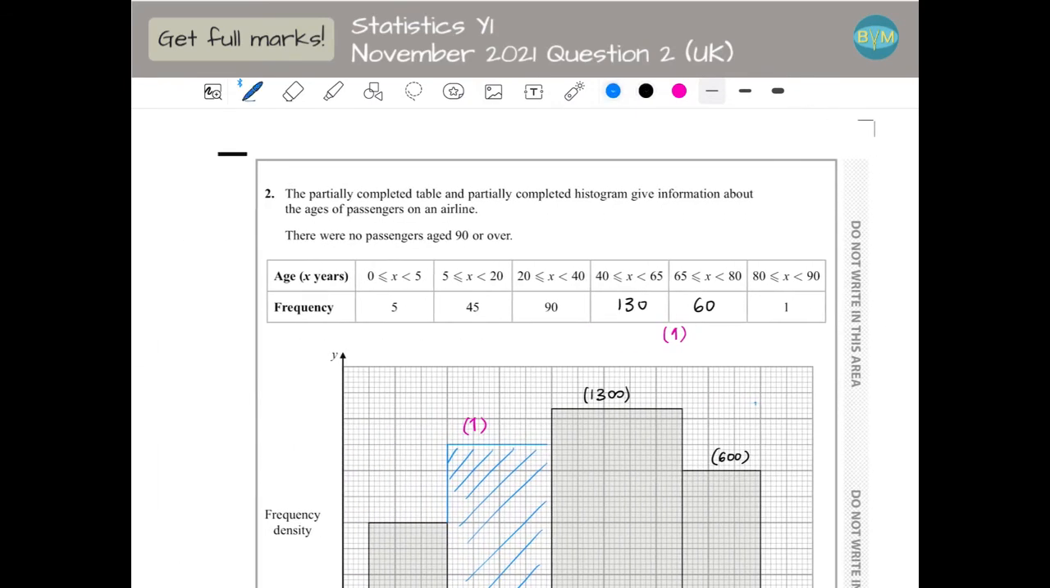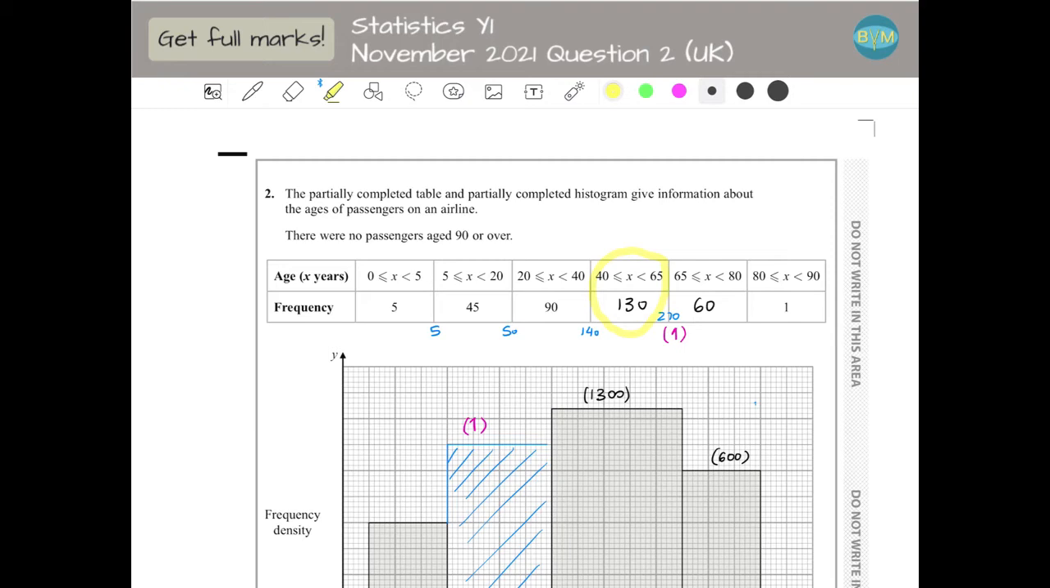So we have like 5 values up to here. Up to here I have 45 more, so I have 50 values. Up to here I have 90 more, so 140. And up to here I have 130 more, which is 270. So my 165.5 value is going to be in this interval. This is the interval of my median. So I'm going to do the interpolation in that interval.